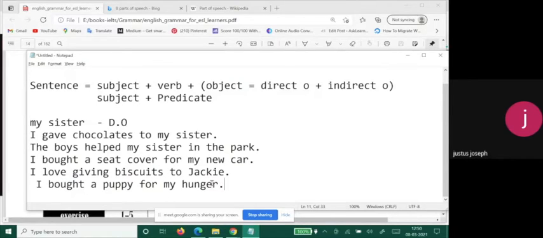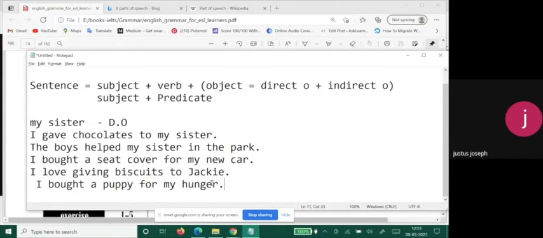So it will become an object, right? To become an object it has to be a noun. So in I bought a puppy, the puppy becomes your direct object, and for my hunger becomes your indirect object, because hunger is not a verb. You're talking about hunger. You're not hungry. If you were hungry, that can be taken as a verb. But you're not talking about being hungry. You're talking about hunger.